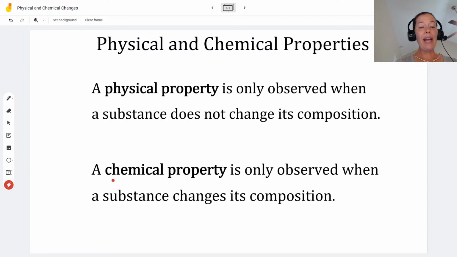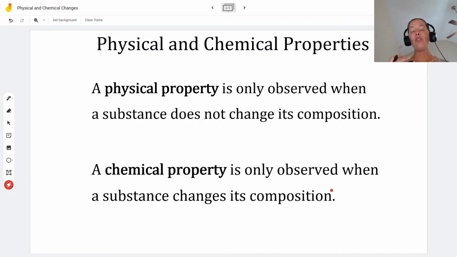All right, so now we have a chemical property. Obviously, this is different. A chemical property is observed when a substance does change, so it's going to change its composition. So chemical properties are things like flammability, toxicity, how much something acts as an acid or a base. Generally, we're talking about reactivity, and that can encompass a lot of different things. It can encompass things like how corrosive something is, or if it's a good oxidizer. All of those kinds of properties are chemical properties.